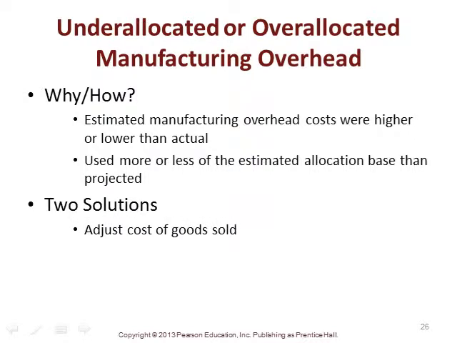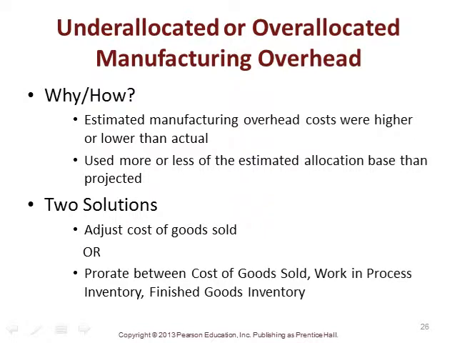One is that we just adjust our cost of goods sold. Or secondly, we prorate between cost of goods sold, work in process, and finished goods. So we have two different solutions, and generally what drives the solution here is the level of materiality. The more material the difference is, the more we are inclined to split it up between cost of goods sold, work in process, and finished goods.